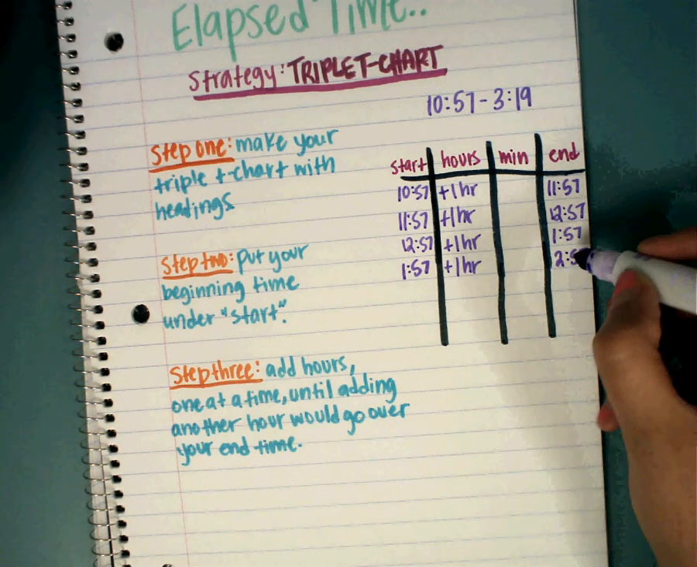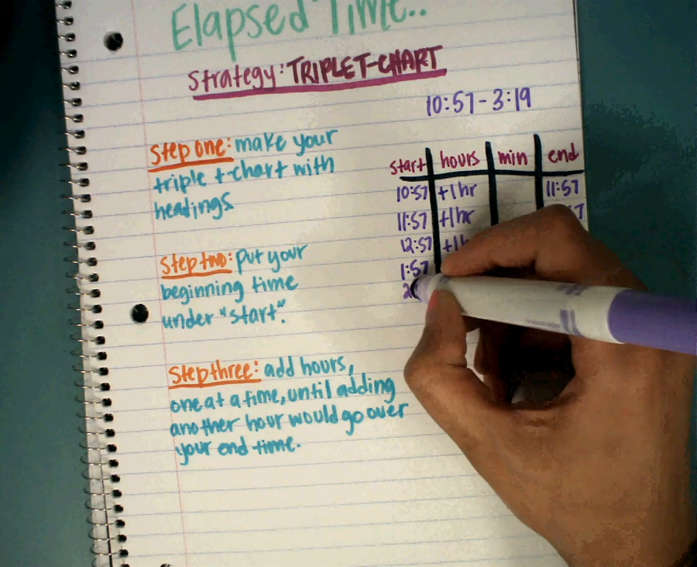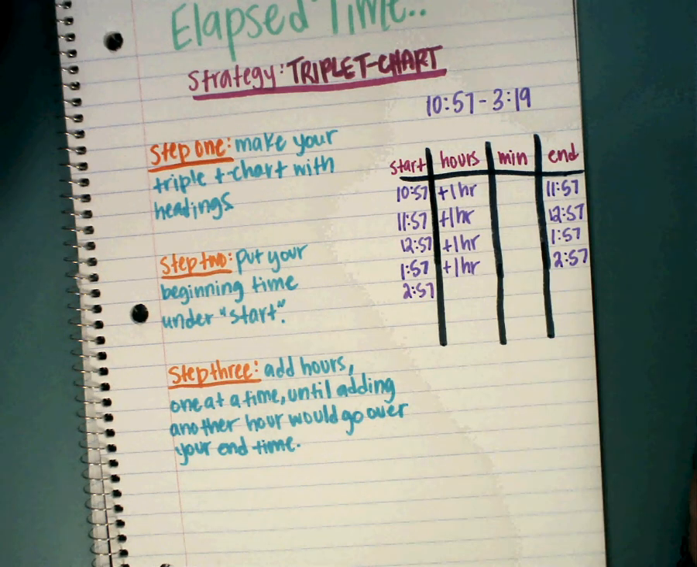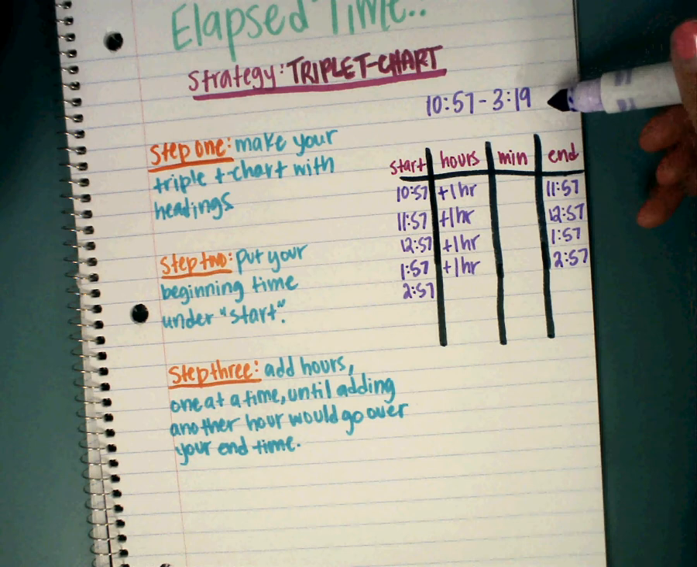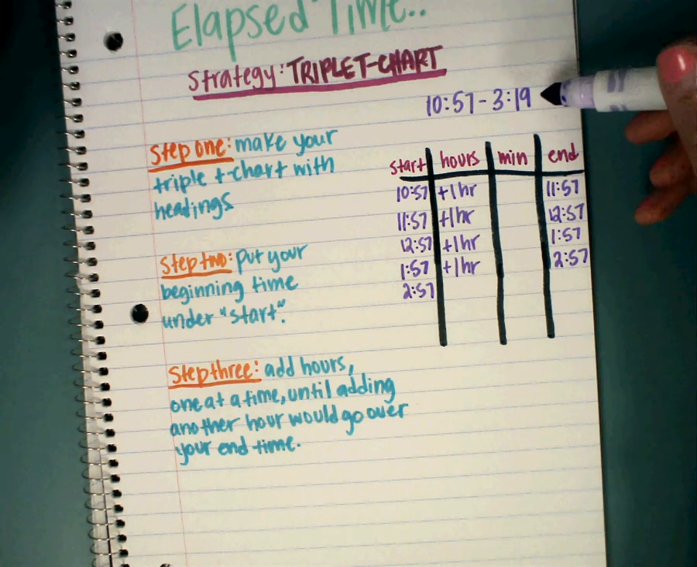All right. What's 2:57 plus an hour? What does that become? That would be 3:57. 3:57 is past 3:19. Do we see that? That is past 3:19. I don't want to go past 3:19. I want to get to 3:19. So I can't add another hour at this point. So that brings us to step 4.